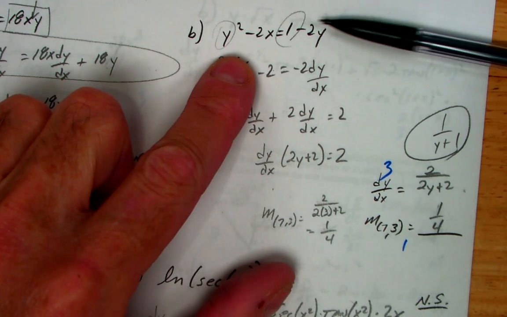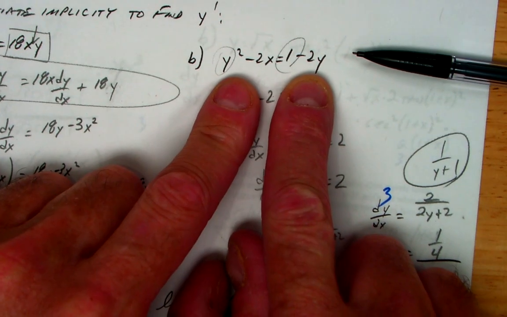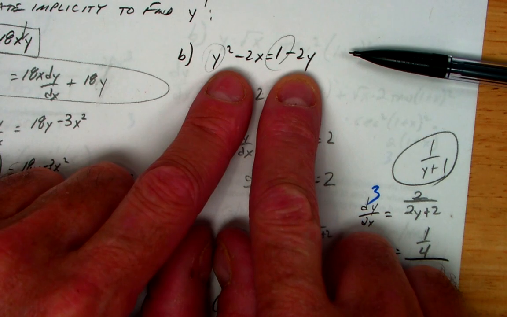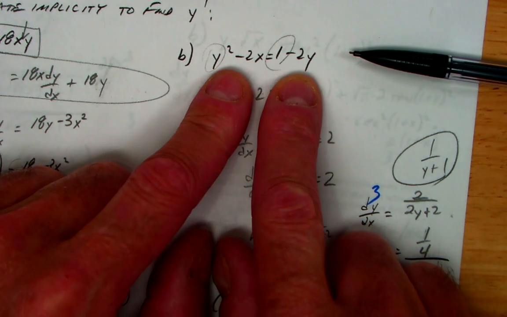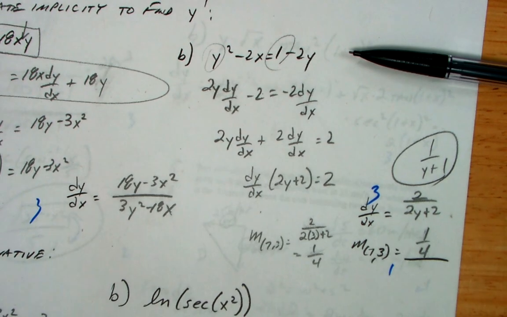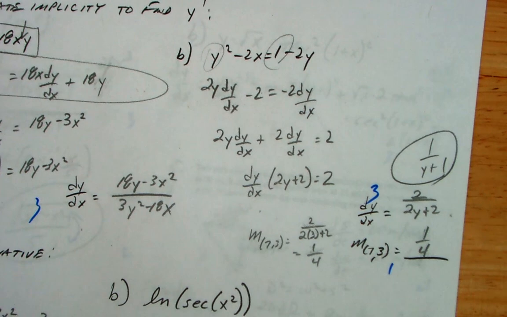Just out of curiosity, if I was going to graph this, any idea what it would look like? No, it would be a parabola. It would be a sideways parabola because it's y squared instead of x squared. Okay? So that's what it might look like.